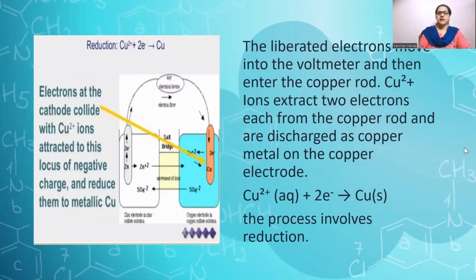In this reduction electrode, the liberated electrons move through the voltmeter and then enter the copper rod. Copper ions extract two electrons each from the copper rod and are discharged as copper metal on the copper electrode. Here is the reaction for the same, and this process involves reduction.